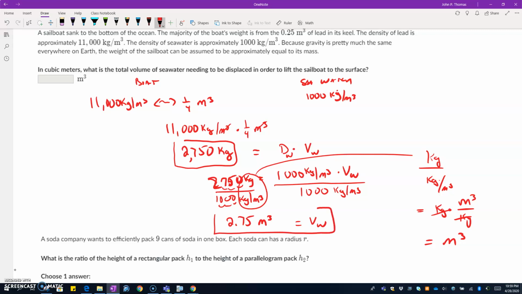All right, and that's the amount of water that would need to be displaced to lift the sailboat to the surface. All right, I hope that helped on that one.